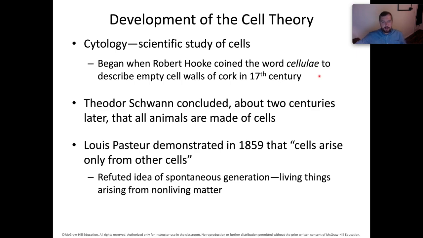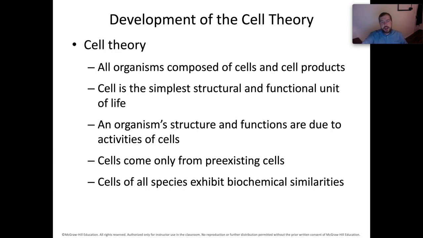Theodor Schwann, about two centuries later, hypothesized that all animals are made of cells. And then Pasteur was one of the first to demonstrate, in the mid-1800s, that cells arise from other cells. So life gives rise to life. Around this time in the mid-1850s, there was an idea called spontaneous generation, that living things can sort of appear out of nothing. He was the one that first demonstrated that this is not true, that cells must arise from precursor cells. So not that long ago, right? Less than 200 years ago we discovered the cell, and you can see all the advancements that have been made in medicine since.